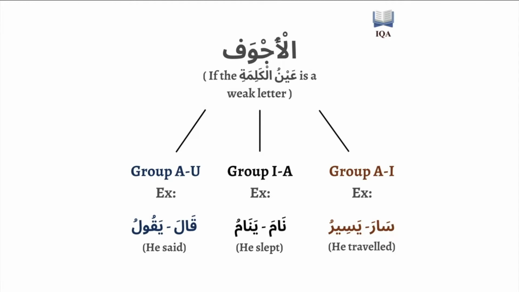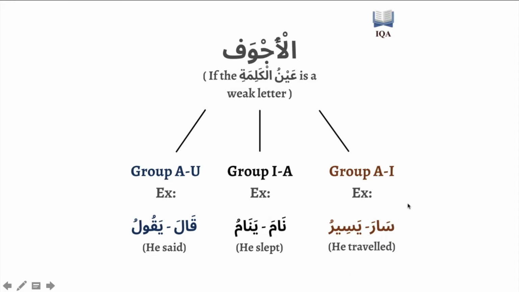Now, in this group of verbs, we have three different subgroups. We have group AU, group EA, and group AE. Group AU is like qala yaqulu, so the fatha, the equivalent of it, which is the alif here, will change to a dhamma or a waw, qala yaqulu. Then we also have group EA, nama yanamu. Nama yanamu was originally nawima, but then it changed to an alif for morphological reasons, so it becomes nama and then yanamu. Then we have group AE, Sara, Yasiru, and that's very clear.